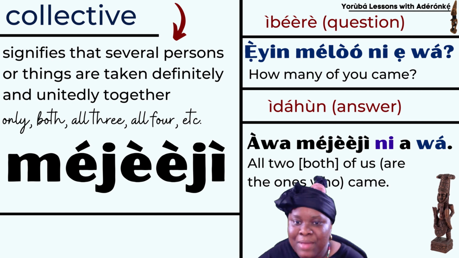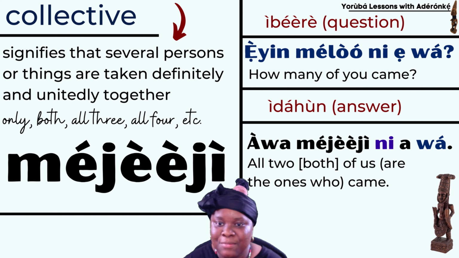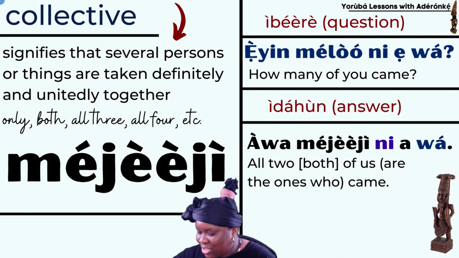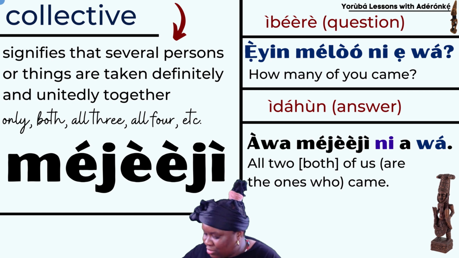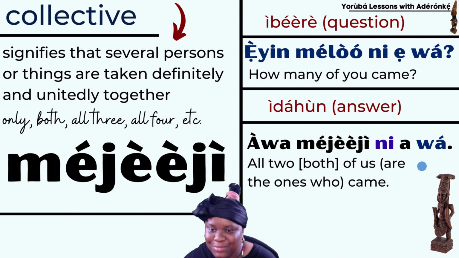Somebody asks, ẹ̀yin mélòó ni ẹ wá? How many of you came? Count how many of you came, actually, rather than how many of you are there, because you're taking yourselves definitely and collectively and unitedly together. Both of us came, both. So all 2, but I intend to say both because I guess that's proper for English. Àwa méjèèjì ni a wá. Àwa méjèèjì.